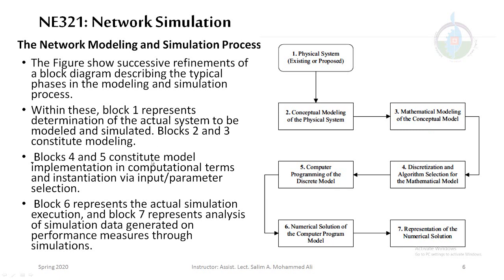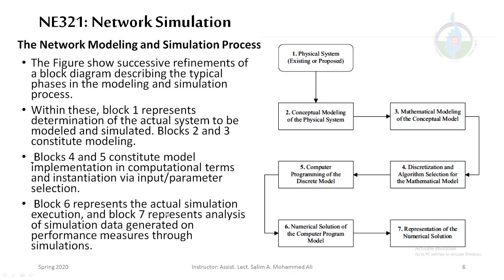Blocks 4 and 5 constitute model implementation in computational terms and instantiation via input parameters selection. After you have your mathematical model, you can implement discretization and algorithm selection for the mathematical model. For block 5, you will use a computer program of this discrete model. If you have your algorithm, you will easily implement it in a computer program.